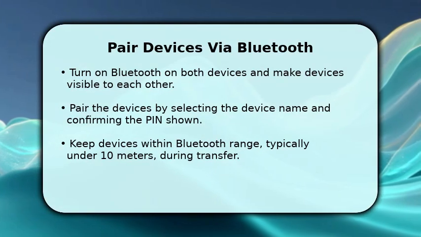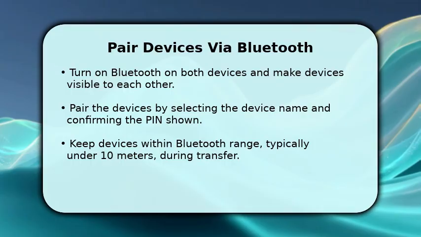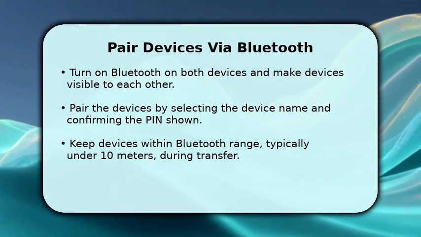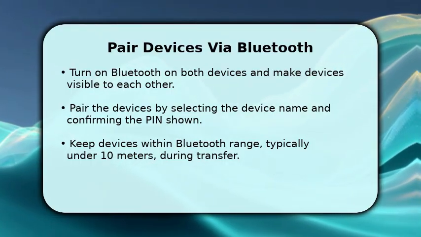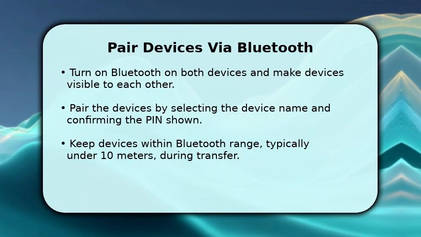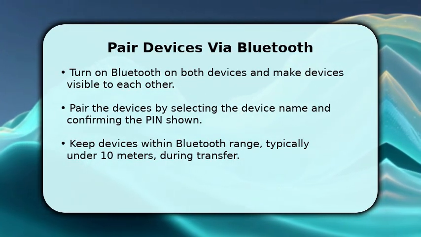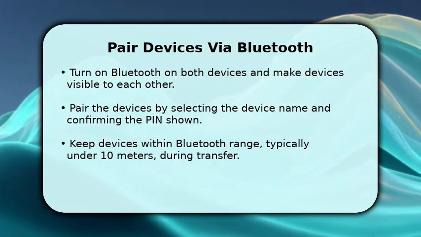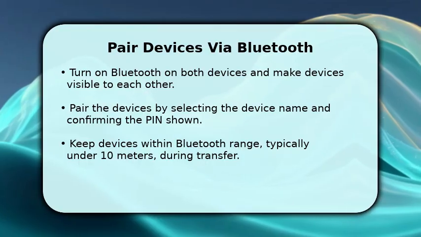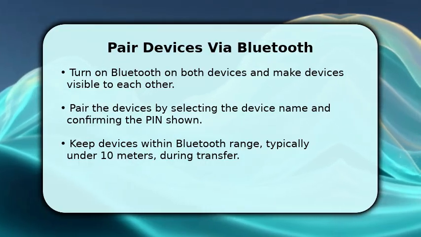Now pair the two devices using Bluetooth. Turn on Bluetooth on both devices and make them visible or discoverable in Bluetooth settings. Choose the other device name from the list and confirm the numeric PIN shown on both screens. Wait until the system shows devices as paired and connected.